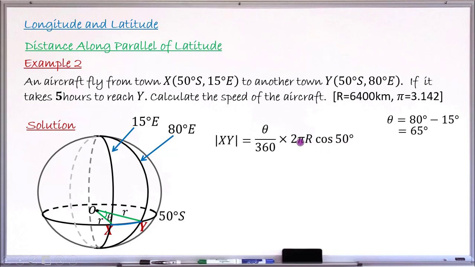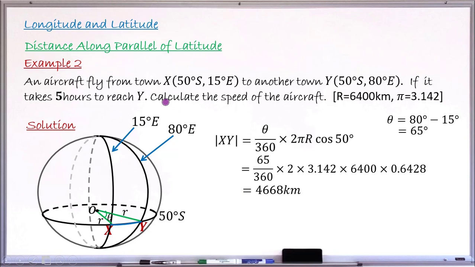I have my theta, I have my pi, my R. So substituting there, you have 65 over 360 multiplied by 2, multiplied by 3.142, that is your pi, multiplied by 6,400, that is your capital R, then multiplied by cos 50. If you check your calculator, you have 0.6428. Simplifying this correctly would now give a result of 4,668 kilometers as the distance between the two towns X and Y.